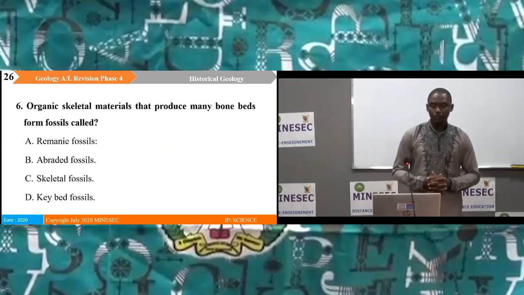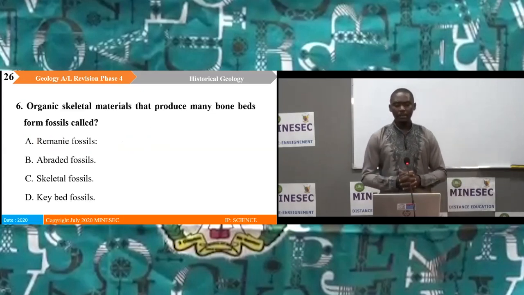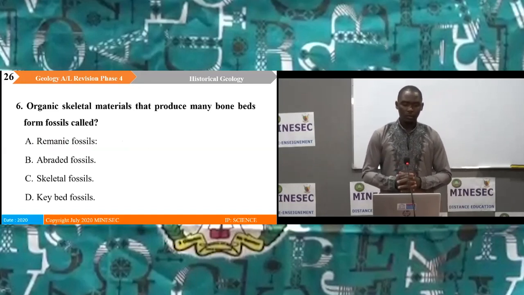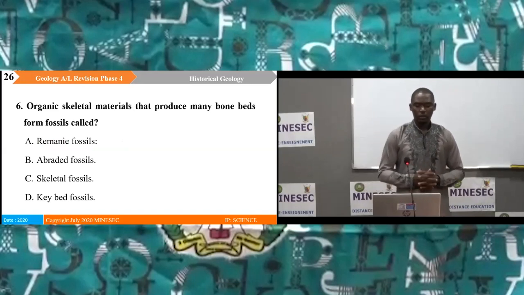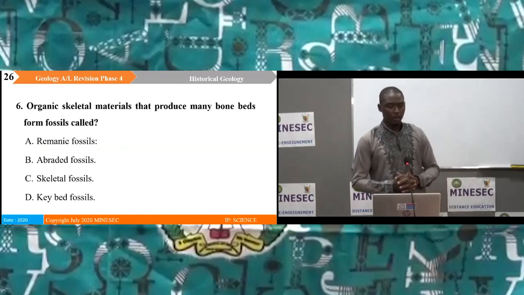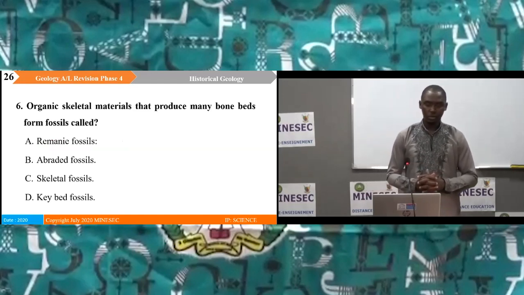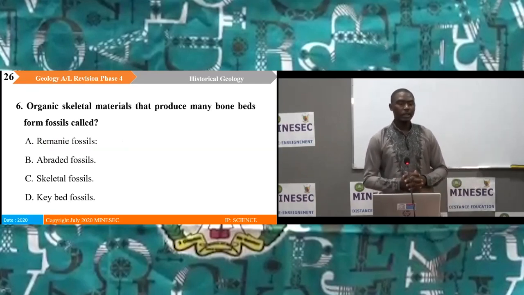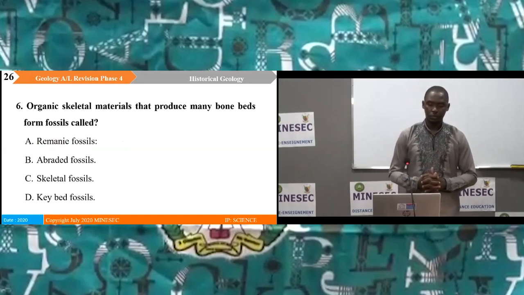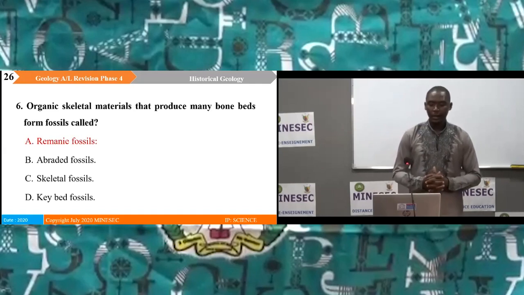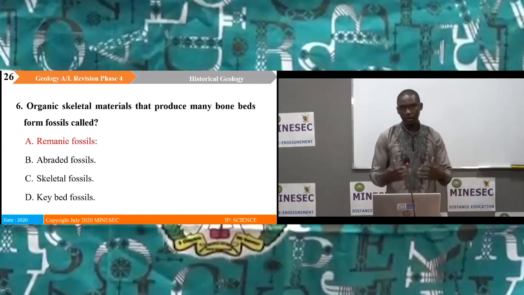Question six. Organic skeletal material that produces many bone beds from fossils form fossils called A, Remani fossils, B, abraded fossils, C, skeletal fossils, and D, key bed fossils. Our correct answer here is A, Remani fossils, or reworked fossils.